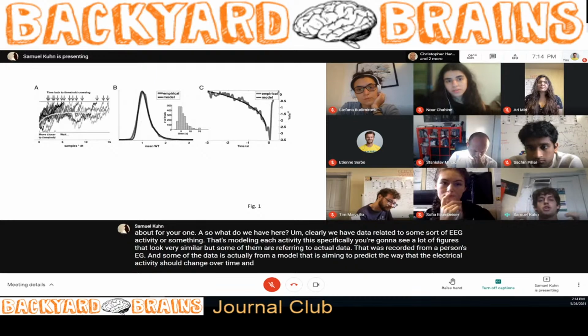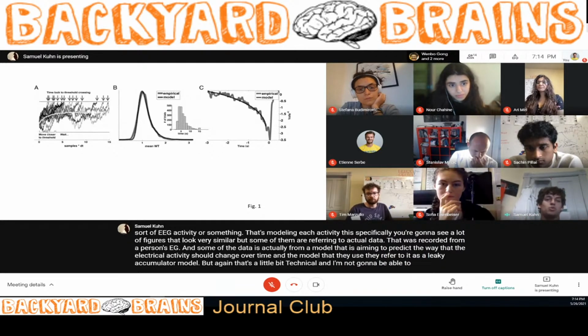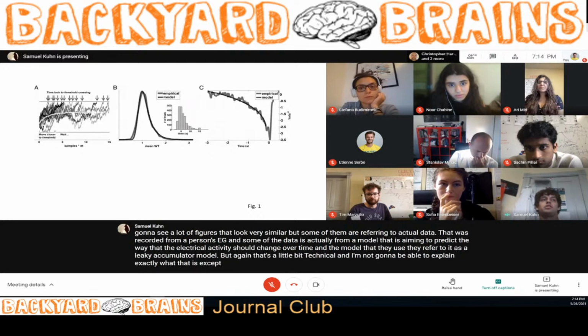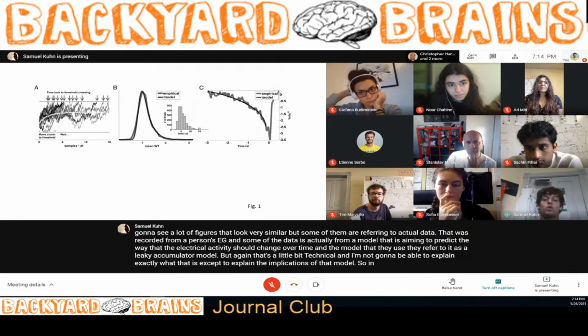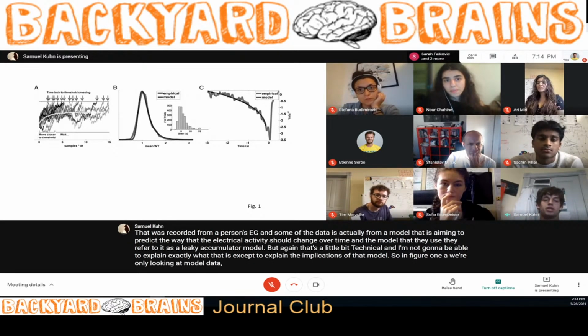And the model that they use, they refer to it as a leaky accumulator model. But again, that's a little bit technical, and I'm not going to be able to explain exactly what that is except to explain the implications of that model. So in figure 1A, we're only looking at model data. There's no empirical data here.